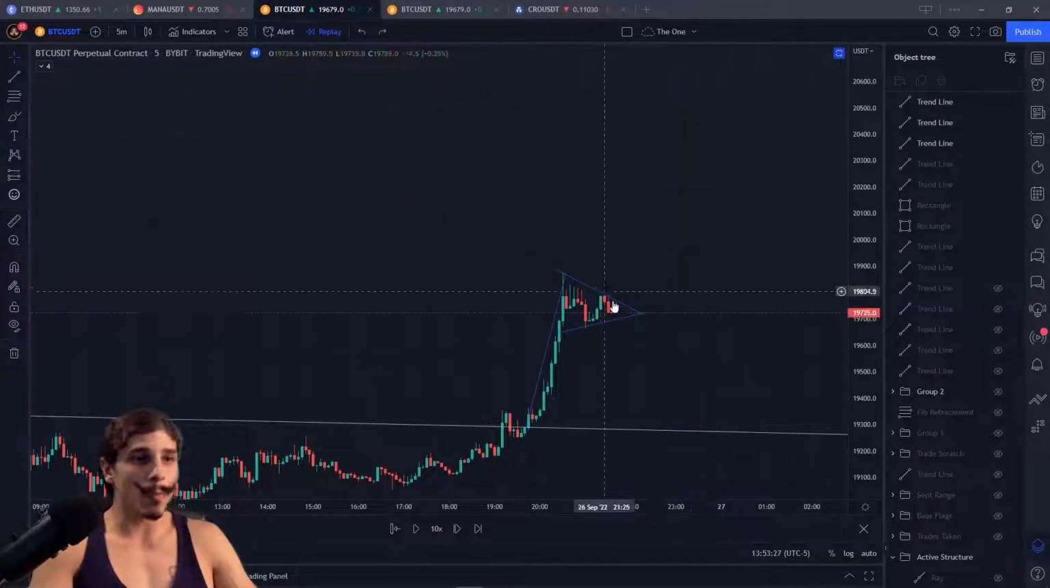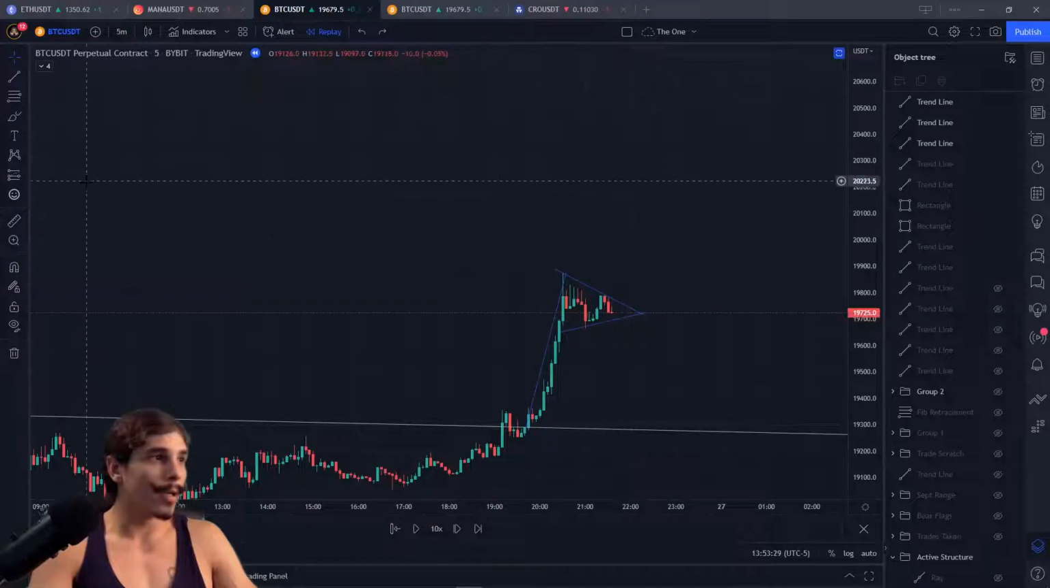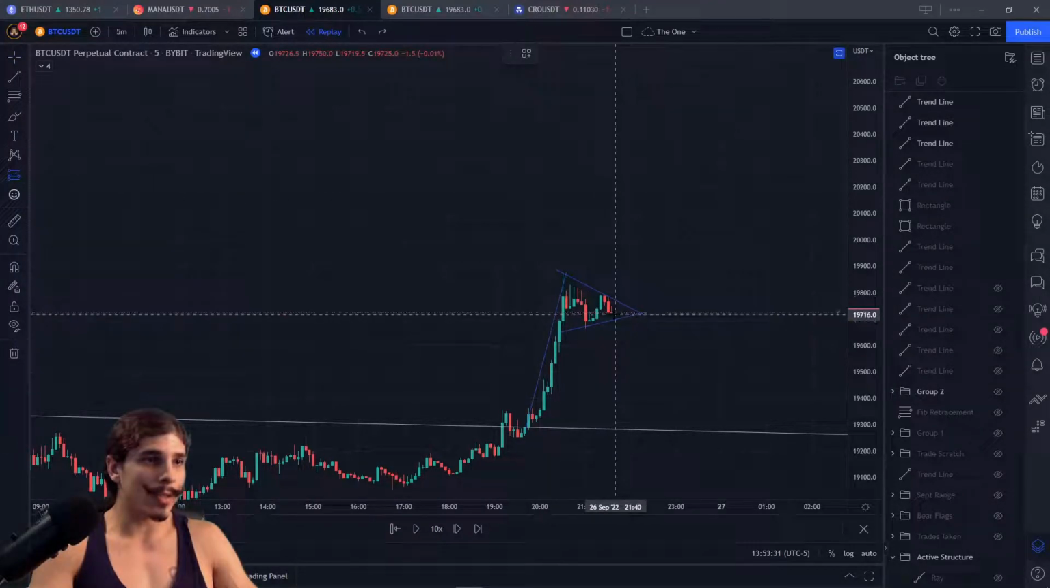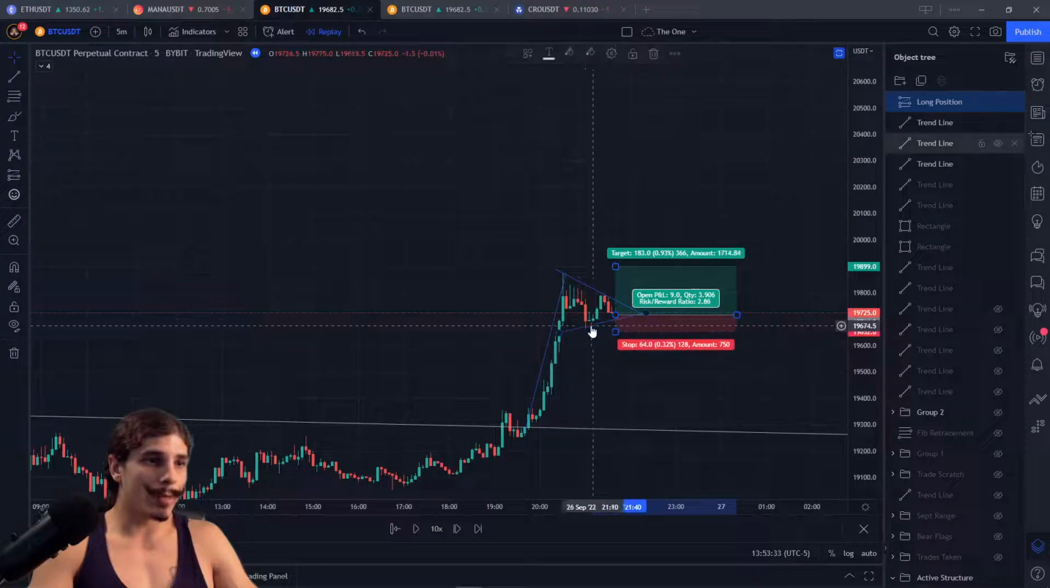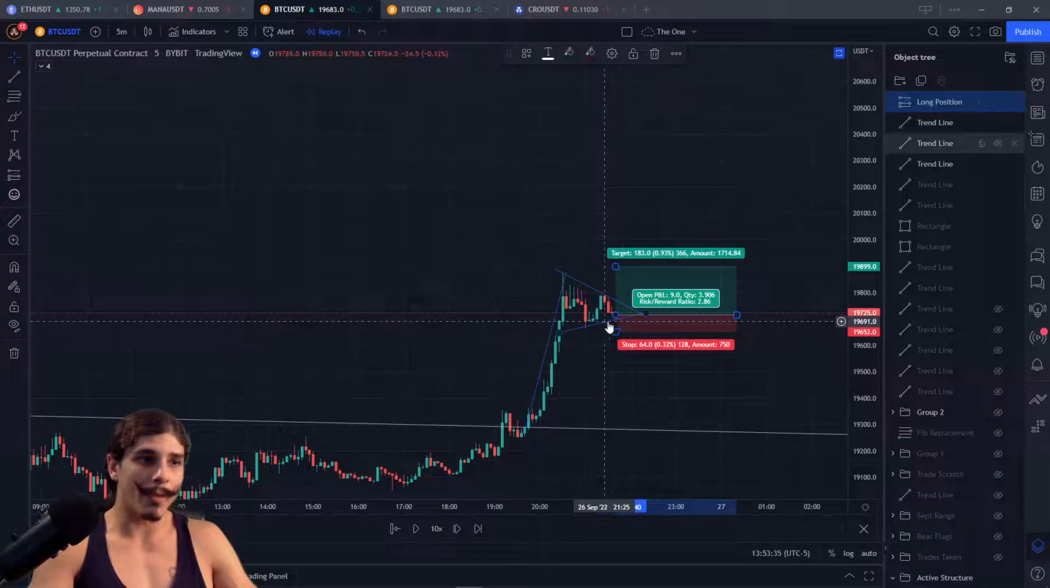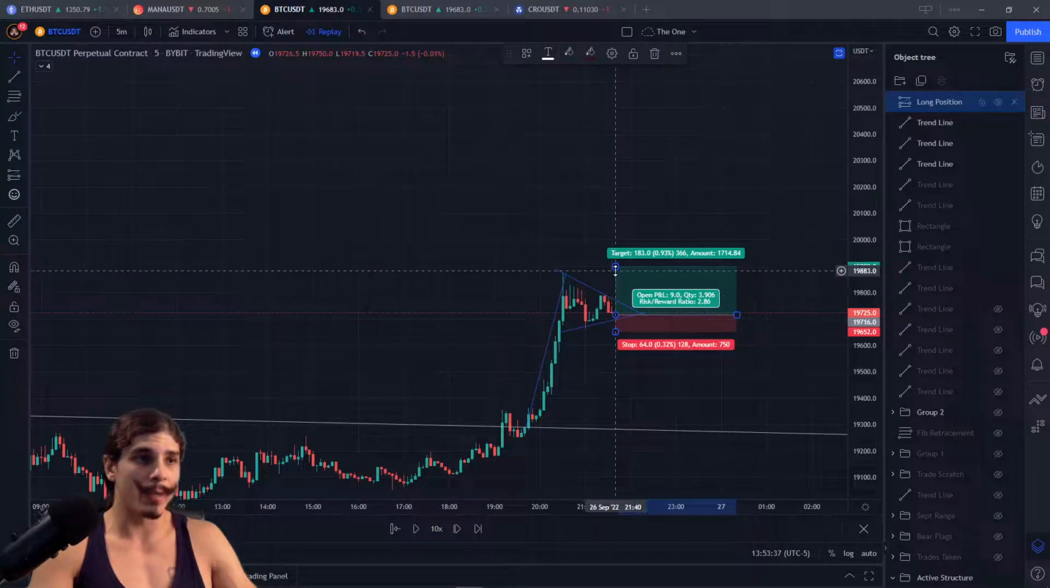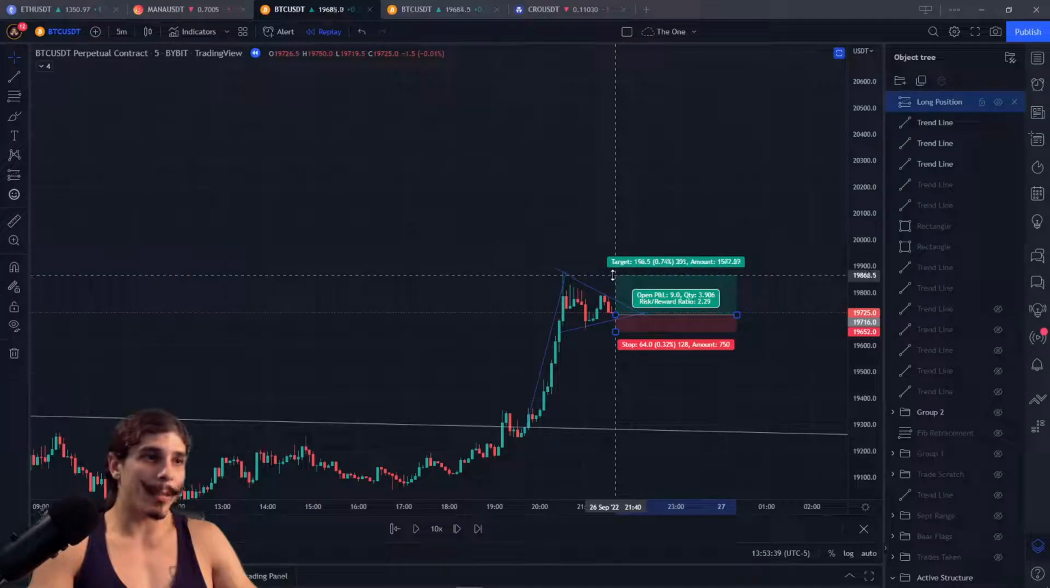And whenever we see this wedge structure in a bull flag, we can say, hey, you know what? I'm going to take this long here. I'll put my stop just below that swing low. We don't want to put it right below that trend line because we have that swing low here in the bull flag. And then we target back to the top of the bull flag.